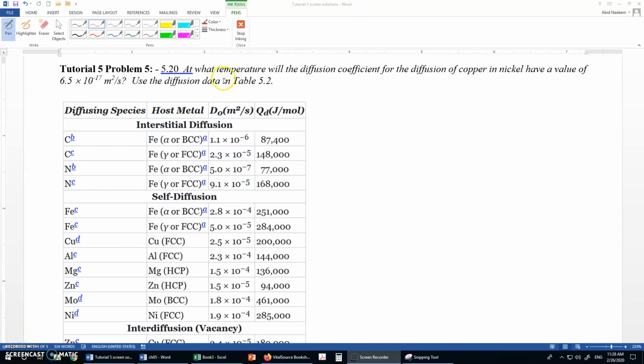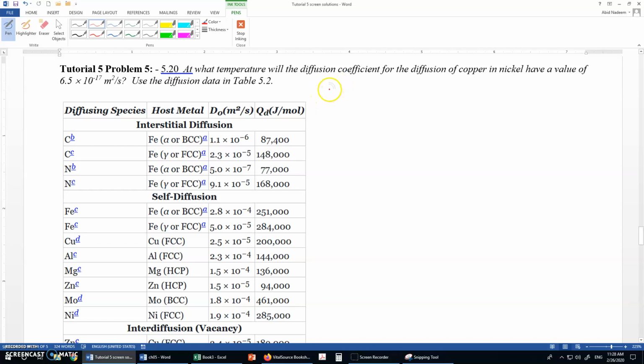Problem 5. At what temperature will the diffusion coefficient for the diffusion of copper in nickel have a value of 6.5 × 10^-17 meters squared per second? Use the diffusion data in Table 5.2. So in this case we have been asked to find the temperature.